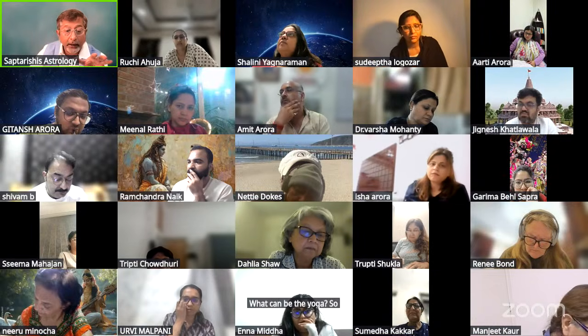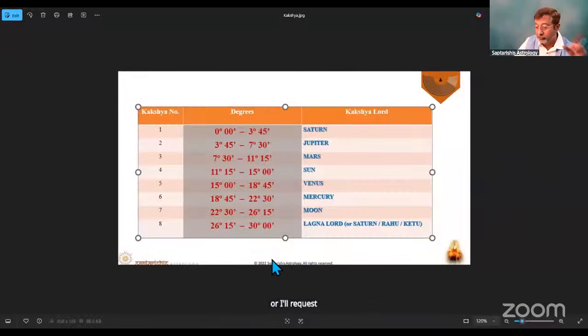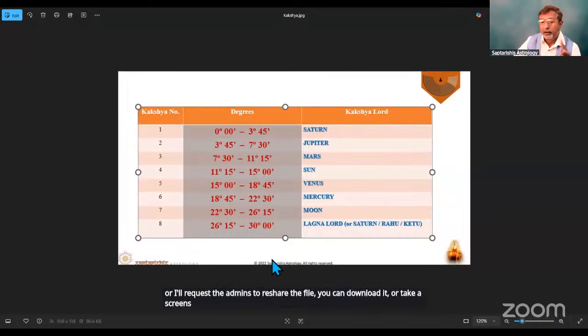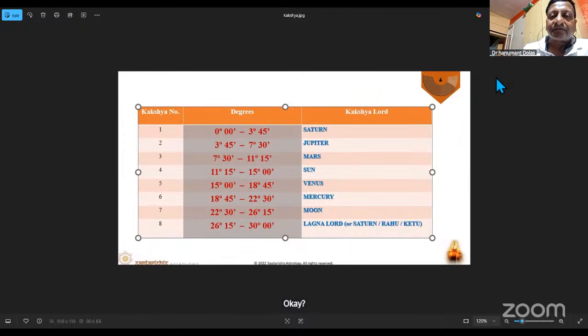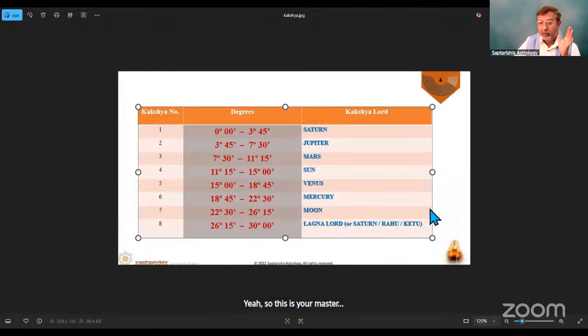So quickly, if you have not taken a screenshot, I'll request the admins to reshare the file, you can download it or take a screenshot. Tonight you have to learn this by heart. Promise me all will do that, everybody. Okay? So this is your master concealed plan. This is like an X-ray.